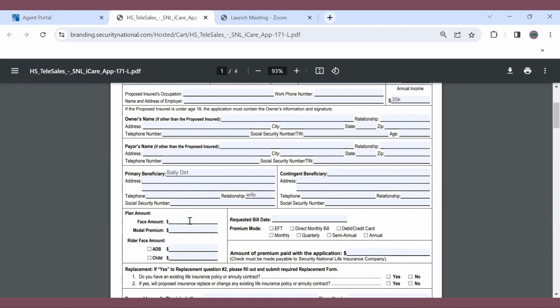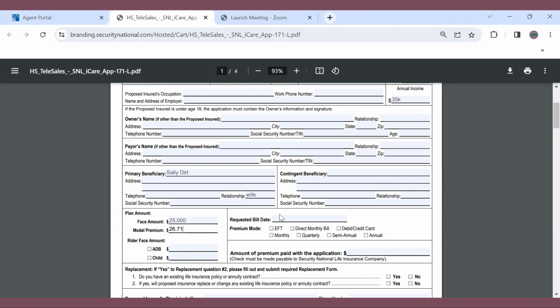Next, we have where we would put our face amount. So we're saying we're going to apply for $25,000. And that premium is going to be, let's say, $26.71. And if we were going to add any of their children as child riders, or if we were going to add accidental death, we would add that here.